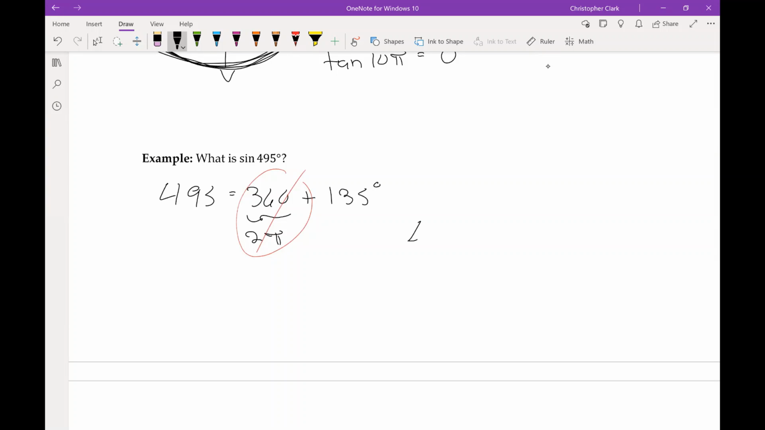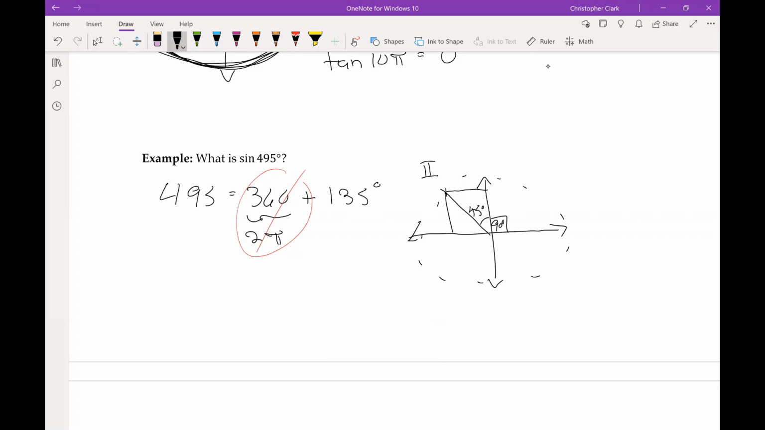So let's think about where 135 takes us. I'm going to draw our little unit circle. So I'm going to go 90, and then after I go 90, I'm now in this quadrant right here, quadrant 2, and I have to go another 45. So if I had my little circle right here, this would mean that I have 45 right here.